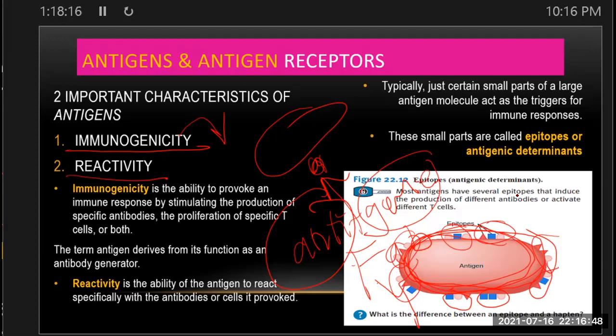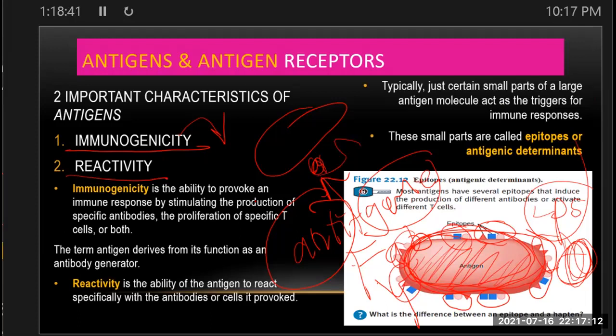These epitopes induce the production of antibodies, and not the whole antigen. An example would be in gram-negative bacteria, the LPS. It's not the entire bacterium that is antigenic. It's just a part of it in its cell wall, or some in the flagellar H antigen, like that one.